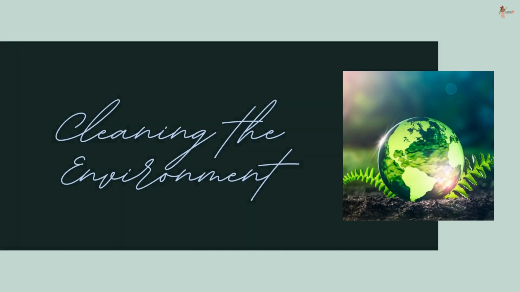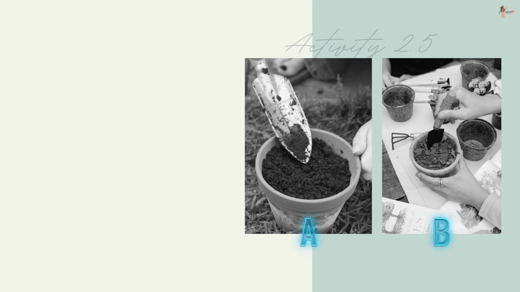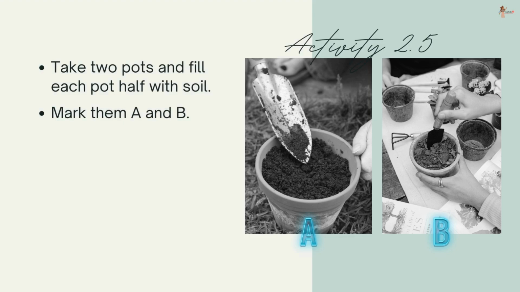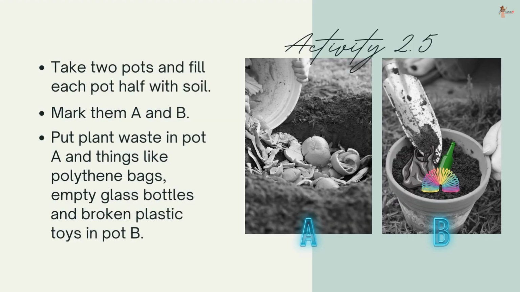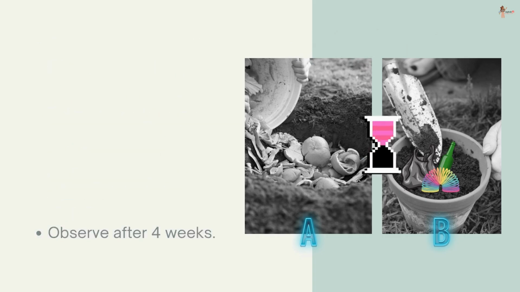Let's perform an experiment first. Take two pots and fill each pot half with soil. Mark them A and B. Put plant waste in pot A and things like polythene bags, empty glass bottles, and broken plastic toys in pot B. Put the pots aside and observe them after 3-4 weeks.